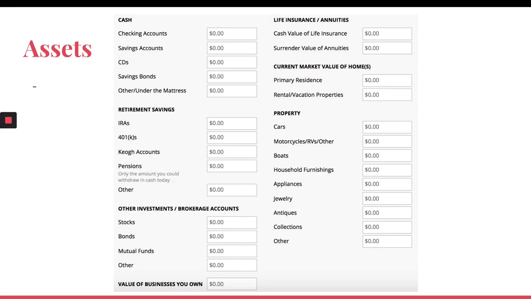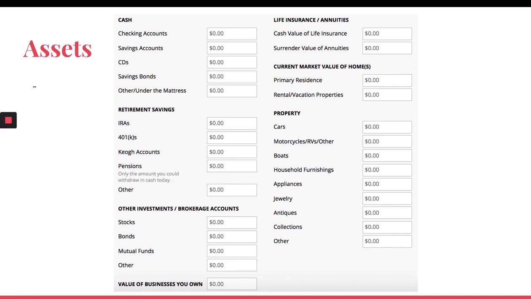So let's move on to life insurance and annuities. So first we have the cash value of life insurance. So that could be your permanent life insurance, whether it's whole life or whatever. If you accumulate a cash value, that could be worth something. And then we have the surrender value of an annuity, which is equal to the total of your premiums and any investment income that accumulated to that date, minus any withdrawals or loans you've already taken.